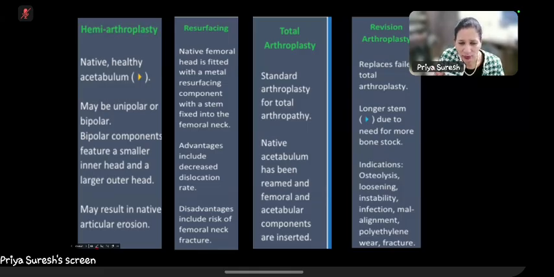Then resurfacing also, we said it can be complete or it can be hemi. The disadvantage includes the femoral neck fracture, because you saw in the femoral neck you have a very thin component, so it can cause fractures of that. And then total, you have seen the acetabulum is also reamed and both the femoral and the acetabular components are inserted. Okay, and we have looked at arthroplasty.